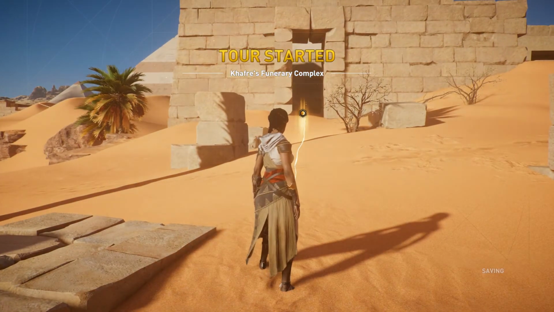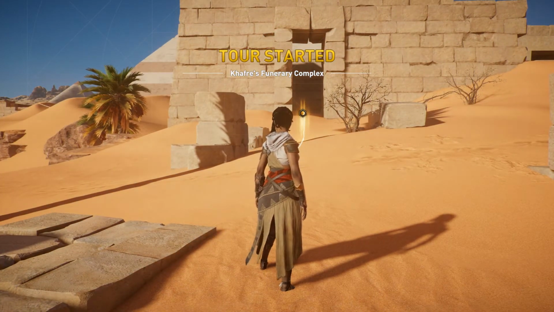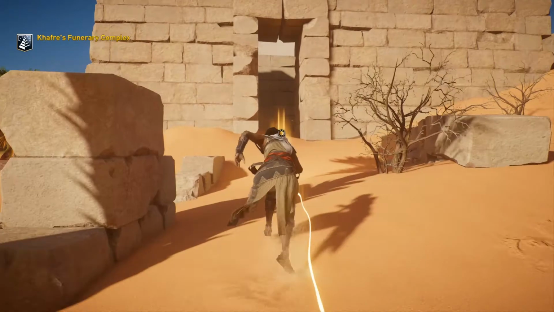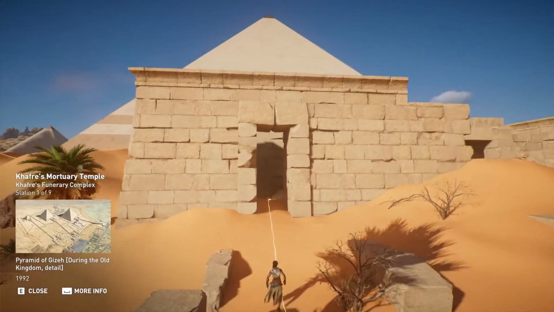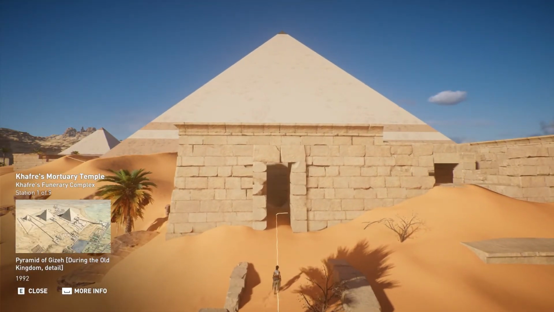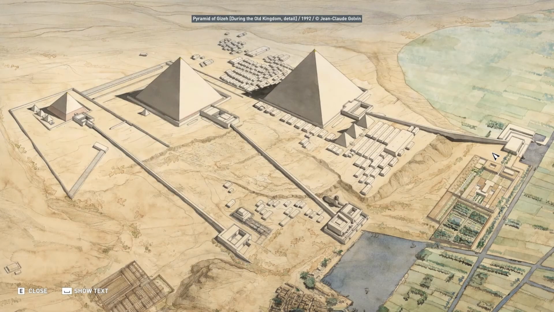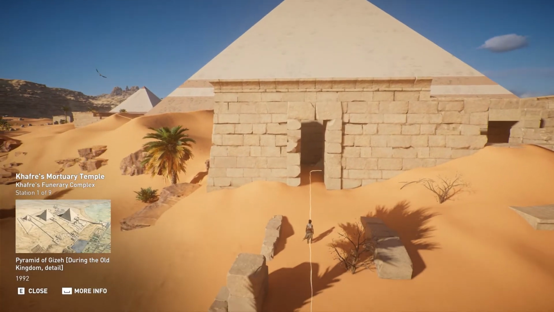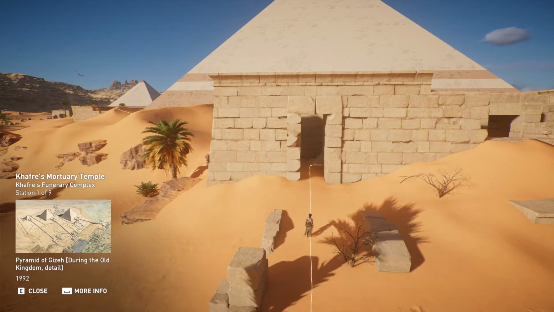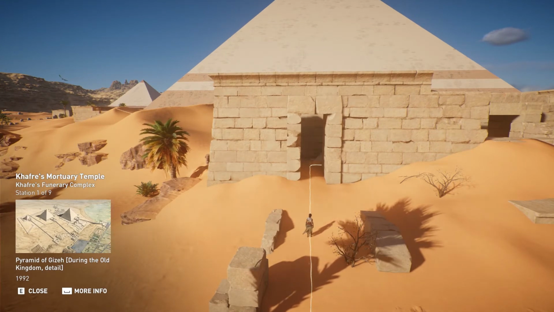Welcome to Khafre's Funerary Complex. Since the very beginning of the 4th dynasty, mortuary temples were built adjacent to pyramids on the eastern side. Such a location, facing the rising sun, as well as the world of the living as a whole, held an important symbolic meaning, for it was within the mortuary temple that kings were revived through daily rituals.